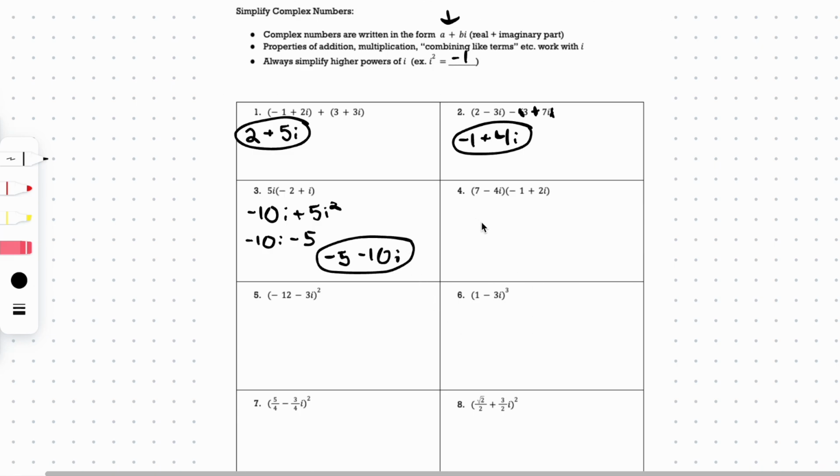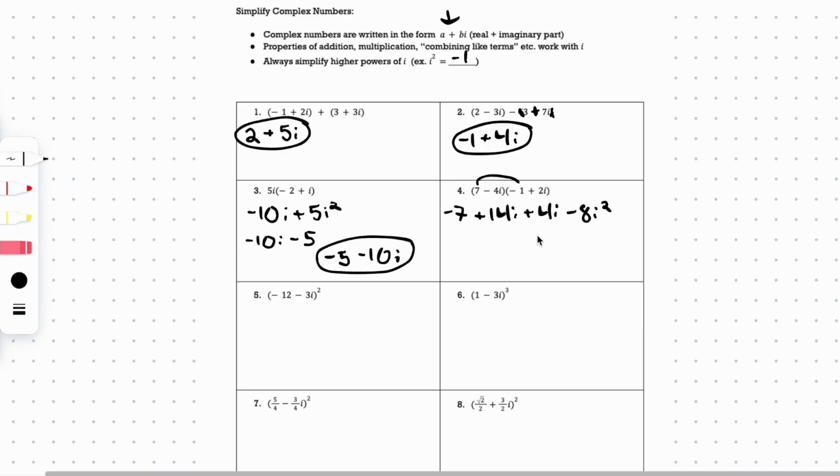Okay, now let's do number 4. Here we're going to basically FOIL this like we would a quadratic. So what's 7 times -1? That's going to be -7. And then we're going to do positive 7 times 2i. So that's plus 14i. Then we're going to do -4i times -1. That's going to be positive 4i. Then we're going to do -4i times 2i. So that's going to be -8i squared.